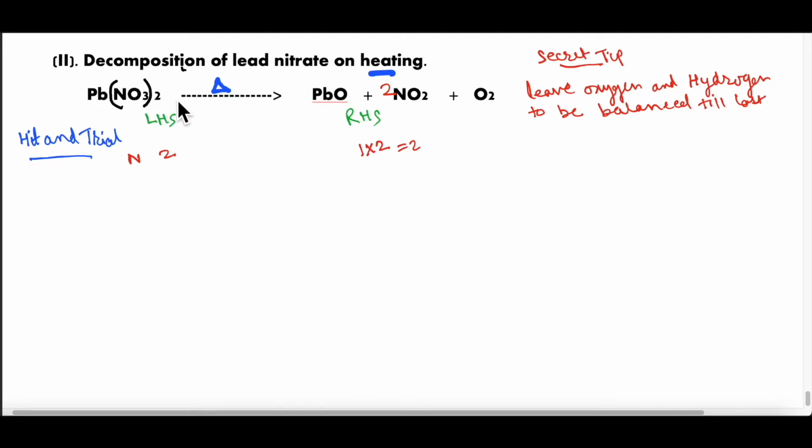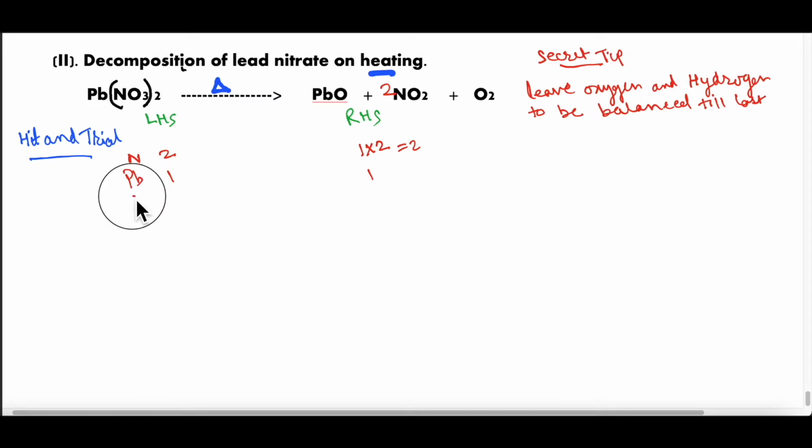Now, as we are leaving oxygen to be balanced till last, the next we are going to balance is this lead. So, on observing this, it is 1 lead atom on the reactant side and 1 lead atom on the product side. So, this lead is already balanced in this chemical equation.